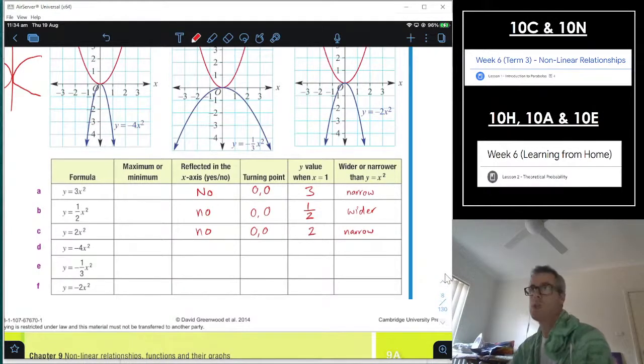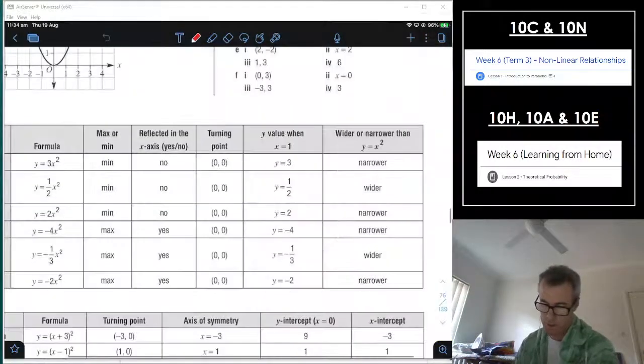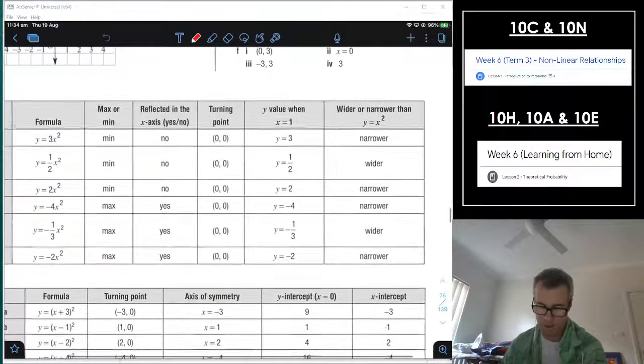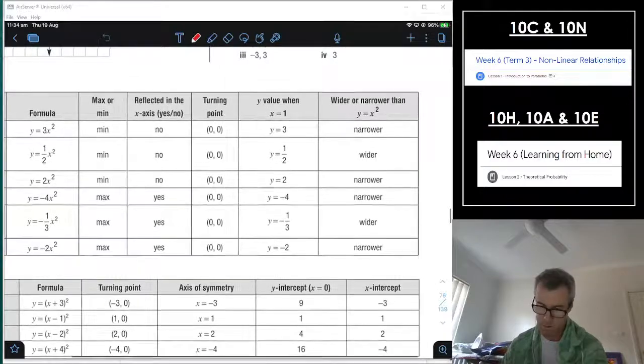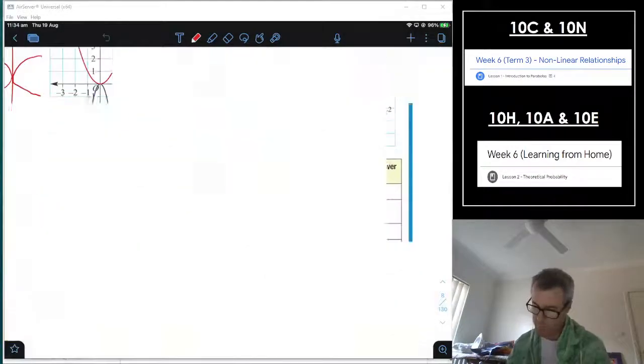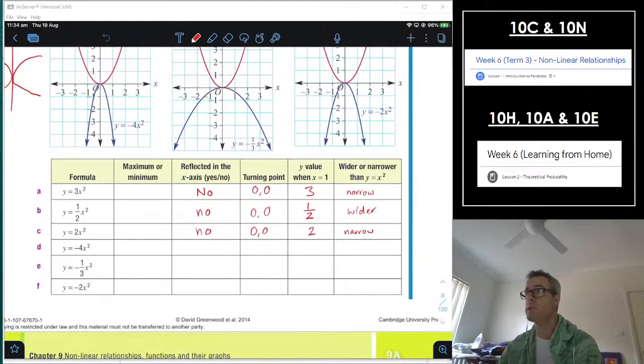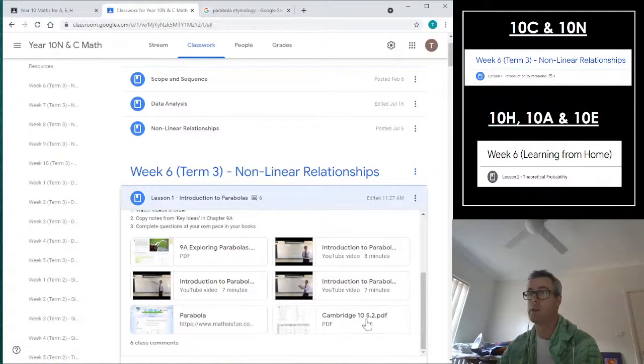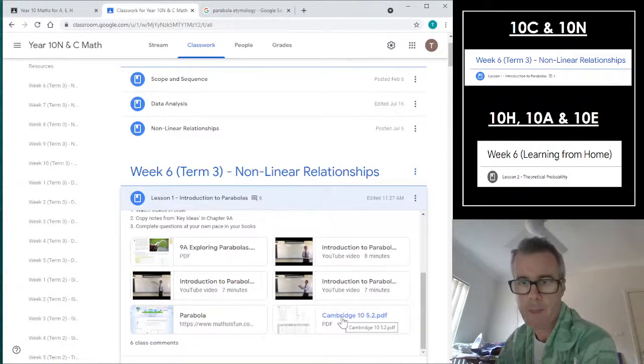And remember too, you can use the answers, which are now put on the thing. Min or max, I need to figure out what that actually means. The answers I've just put up on the thing, so that they are there. It says Cambridge, stuff like that.